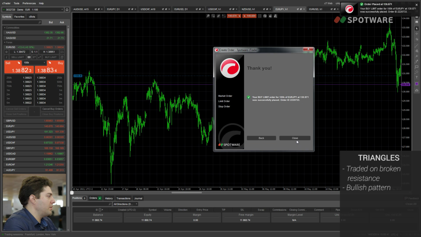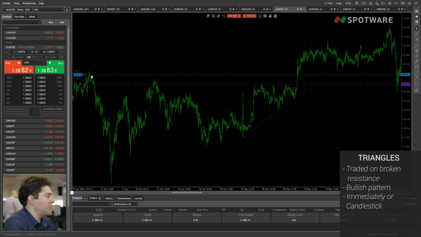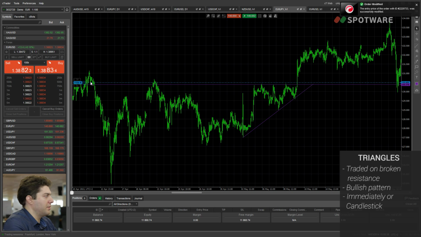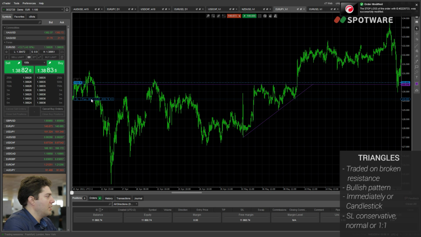Let's create another limit order. So we're going to trade it immediately after the break. If we wait to trade it after the complete candlestick, it's going to be very high, so we're going to actually miss the signal. So in this case, it's the only way that we can trade it. There was no retest, so we either trade it here or we miss it. The stop loss can be very conservative, just below the candlestick, or less conservative, below the previous low swing, or it can be 1-to-1, which is going to be this low.